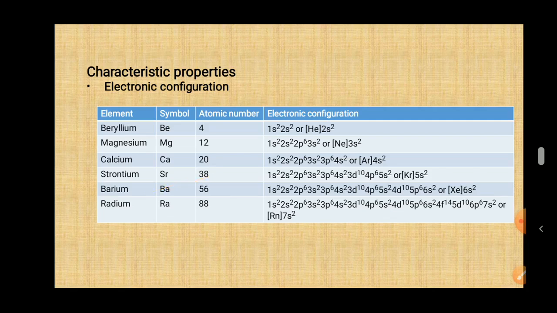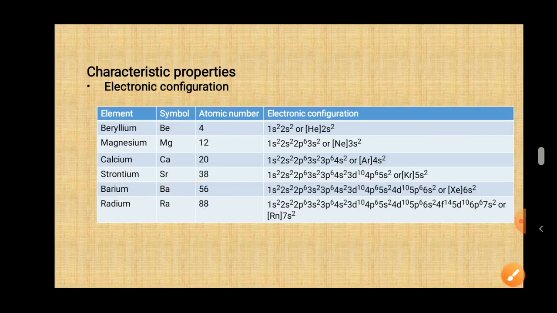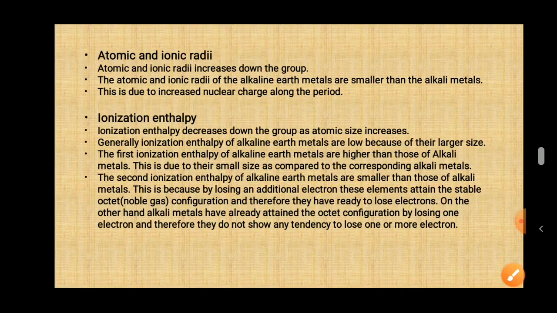See here what happened. Down the group, atomic number increases, and based on that the number of shells increases: 2s2, 3s2, 4s2, 5s2, 6s2, 7s2. As the principal shells increase, the distance between the center of the nucleus and the outermost shell becomes more and more. So effective nuclear charge decreases. Based on that concept, atomic size or atomic radius as well as ionic radius also increases down the group.